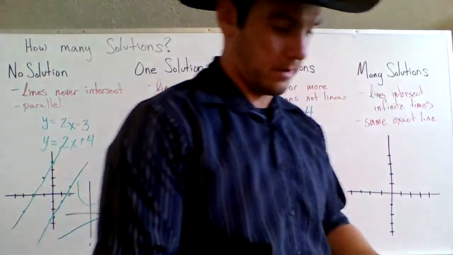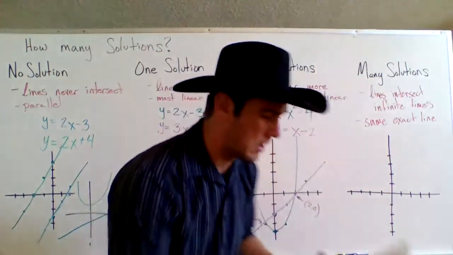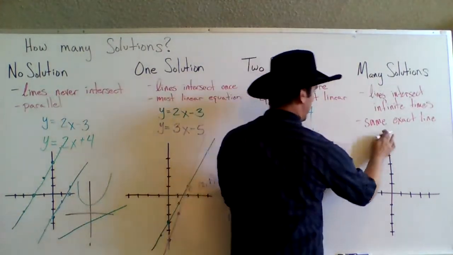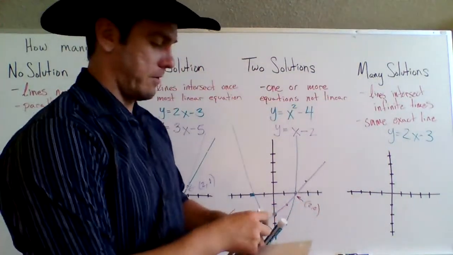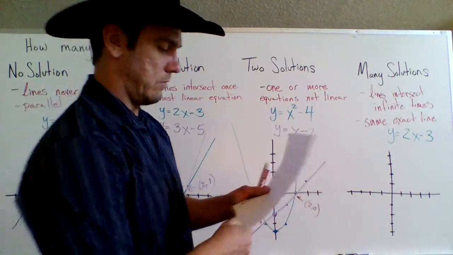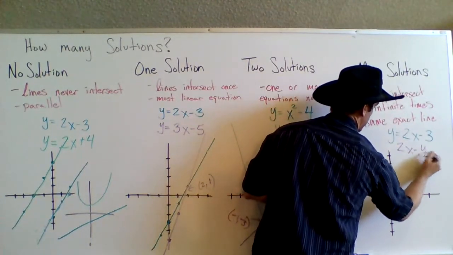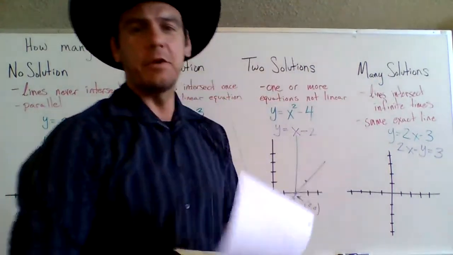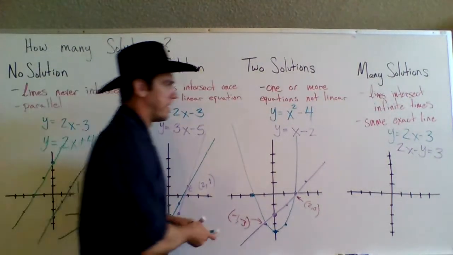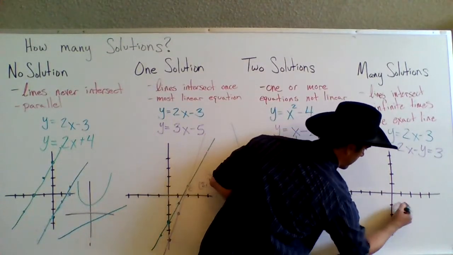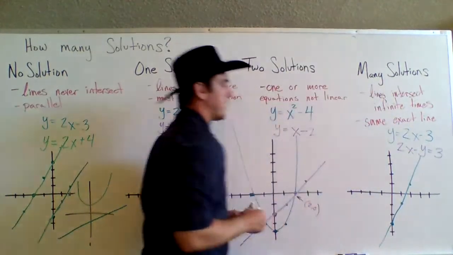Alright, so let's go ahead and try to do one of these. We got y equals 2x minus 3 again. That's one of them. The other one is going to be 2x minus y equals 3. Let's go ahead and graph that top one because that's easy to graph. We've graphed it 2 times already. It's this big blue line. Y-intercept's negative 3. My slope is up 2 over 1, up 2 over 1. So my graph's going to look a little something like that.